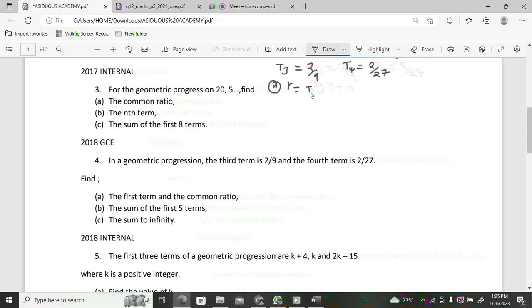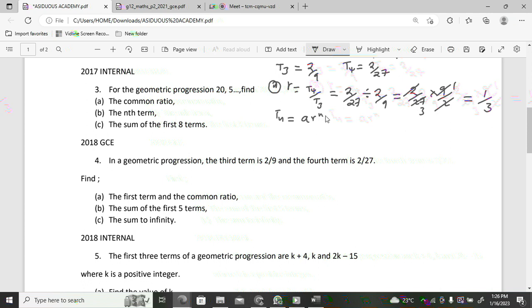Now part A, find the first term and the common ratio. So the first thing is let's find the common ratio. We know that common ratio can be given by anything in front, fourth term, over anything behind, third term. So the fourth term here is 2 over 27, divided by the third term, which is 2 over 9, which we can also write as 2 over 27 times 9 over 2. So this can cancel with this, and 9 into 27 is 3 times. So the answer is 1 over 3. That's the common ratio.